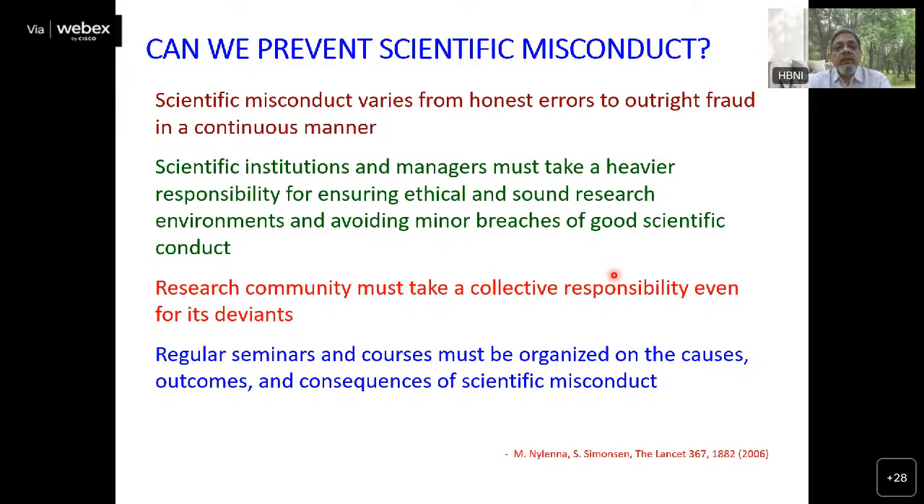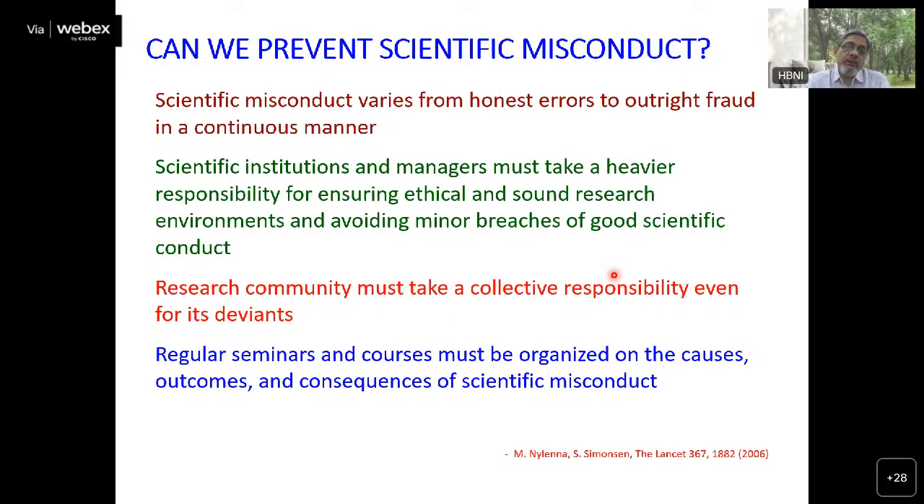And because of this, it is necessary that institutions involved in scientific research and the managers of scientific research take more responsibility to ensure ethical and sound research environments in the country, and also avoid even minor breaches of good scientific conduct.